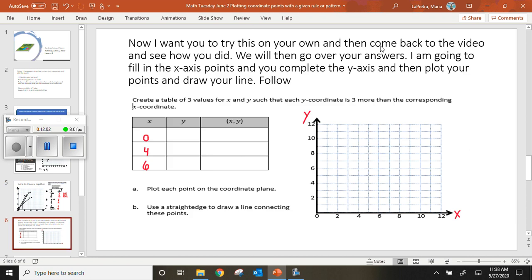Okay, now I want you to try this on your own and come back to the video and see how you did. And we'll then go over your answers. I'm going to fill in the x-axis points, and you complete the y, and then plot your points and draw your line. Okay, here we go. Giving you a few minutes to do it. Takes a little bit. Careful, and remember to go the x first, over and up for y.